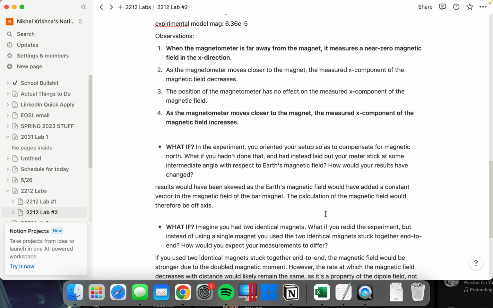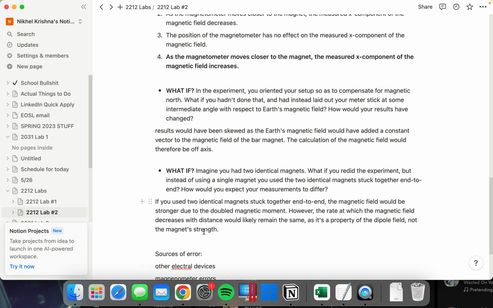In regards to the what-if questions, like I said, if we had not oriented our setup so our magnetometer was aligned with the magnetic North Pole, then the results would have been skewed, because the constant vector of the Earth's magnetic field would have been accounted for, and this would have made the calculation of the off-axis magnetic field off to begin with.